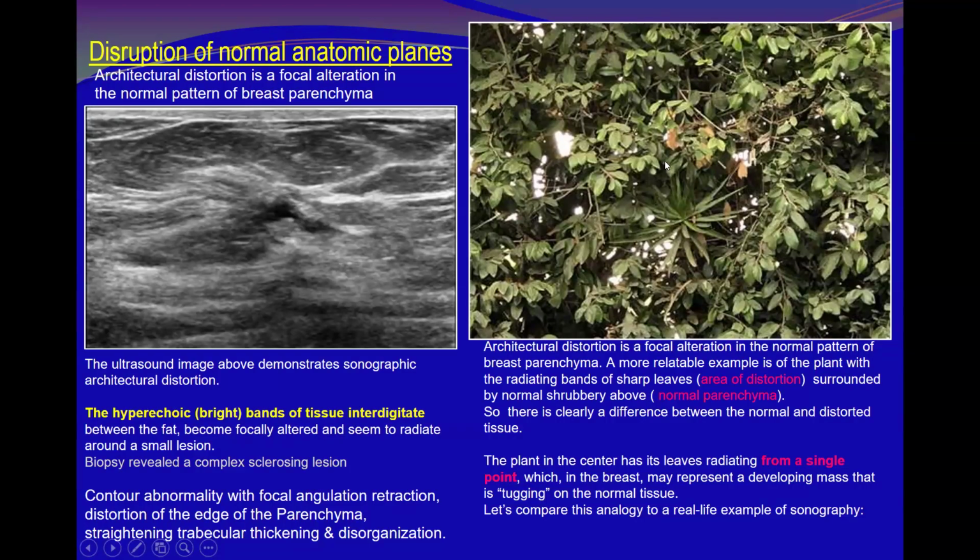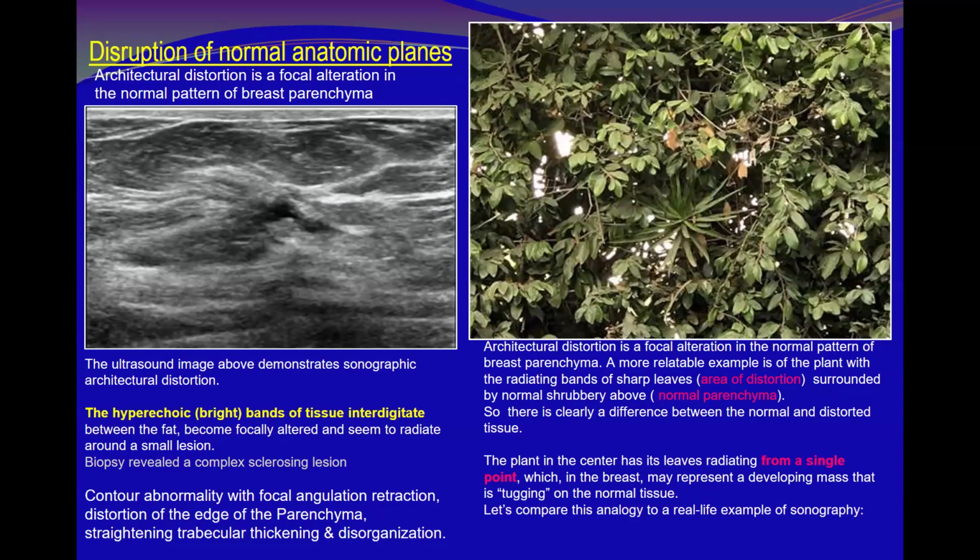So this is the same as these leaves. Abnormal leaves. Abnormal because it is not similar to the surroundings. This is also not similar to the surroundings. And even if you look here, the parenchyma is supposed to be like this. This even extends beyond the contour of the fat glandular interface into the anterior subcutaneous fat or the pre-mammary zone.